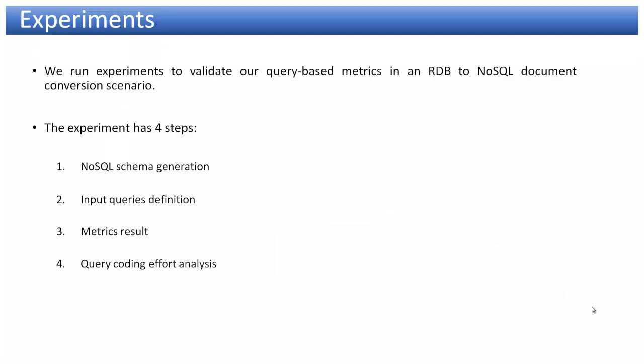Experiments. We ran experiments to validate our query-based metrics in an RDB to NoSQL document conversion scenario. The experiment has 4 steps. Number 1, NoSQL schema generation. Number 2, input queries definition. Number 3, metrics result. And number 4, query code and further analysis.